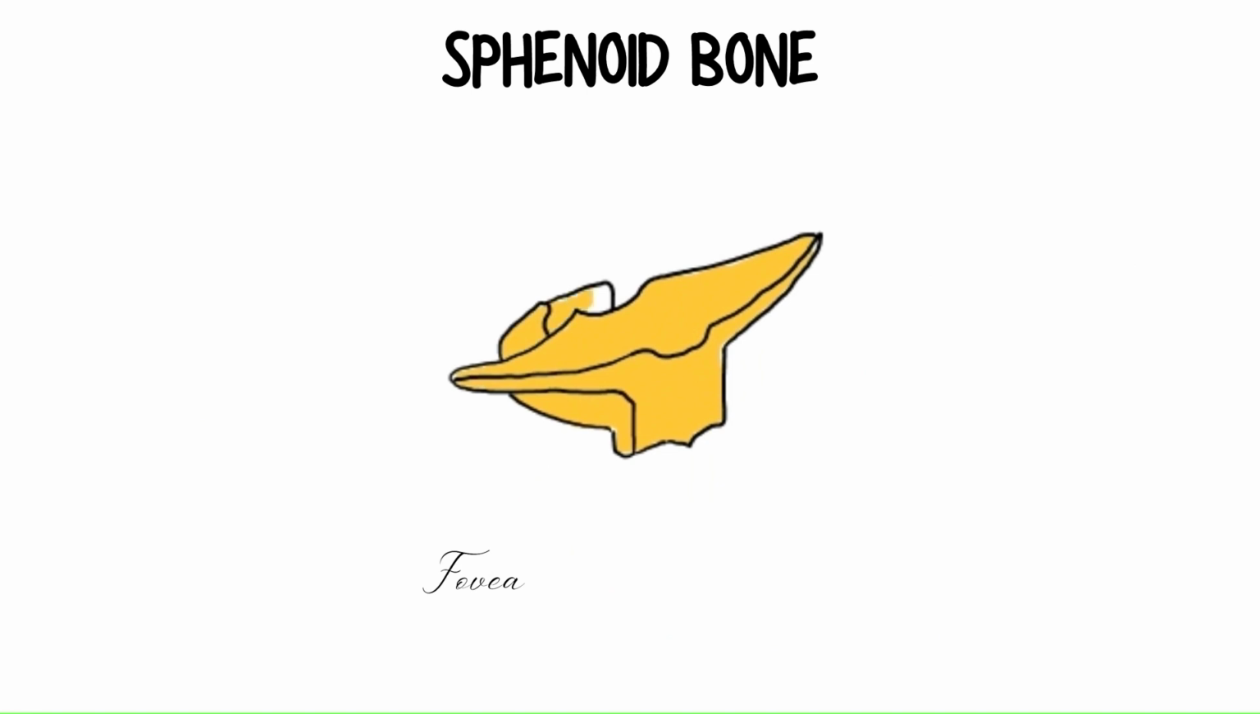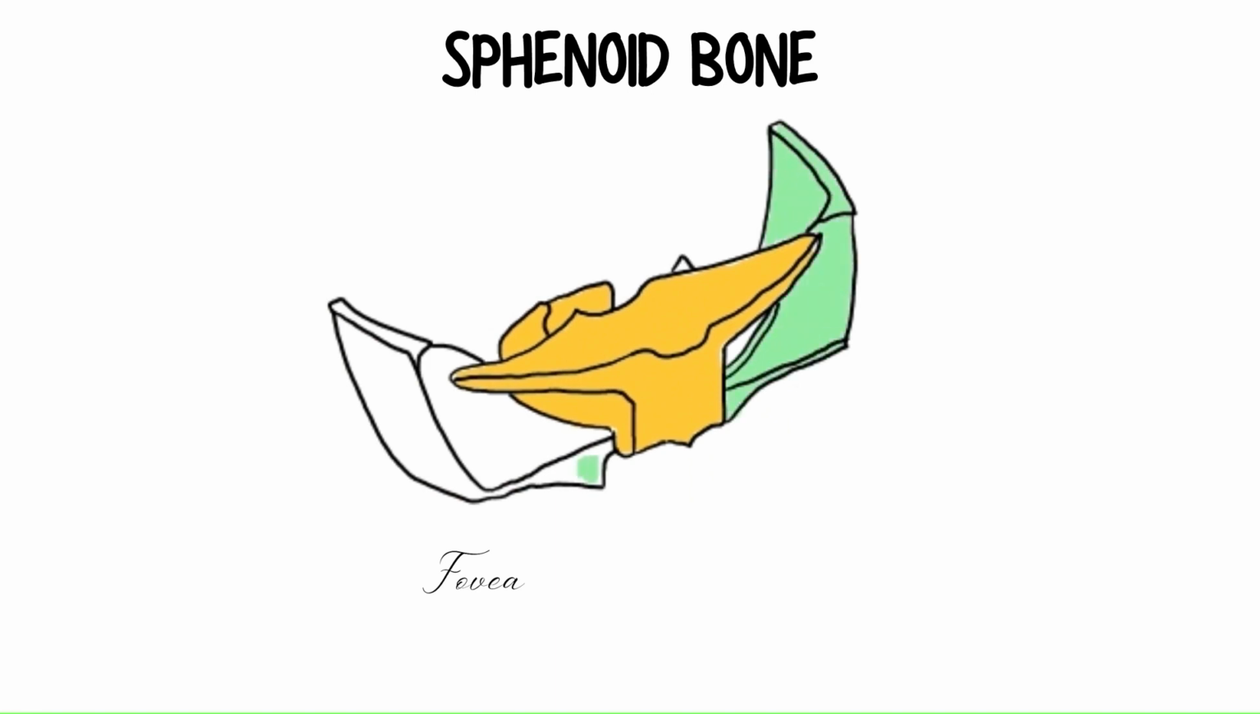The body, corpus, that is the middle part of the bone. The wings, 2 lesser wings, which spread outward from the superolateral part of the body, and 2 greater wings, which spread upward from the lower part of the body. And the 2 pterygoid processes with their medial and lateral pterygoid plates directed downward from the body.